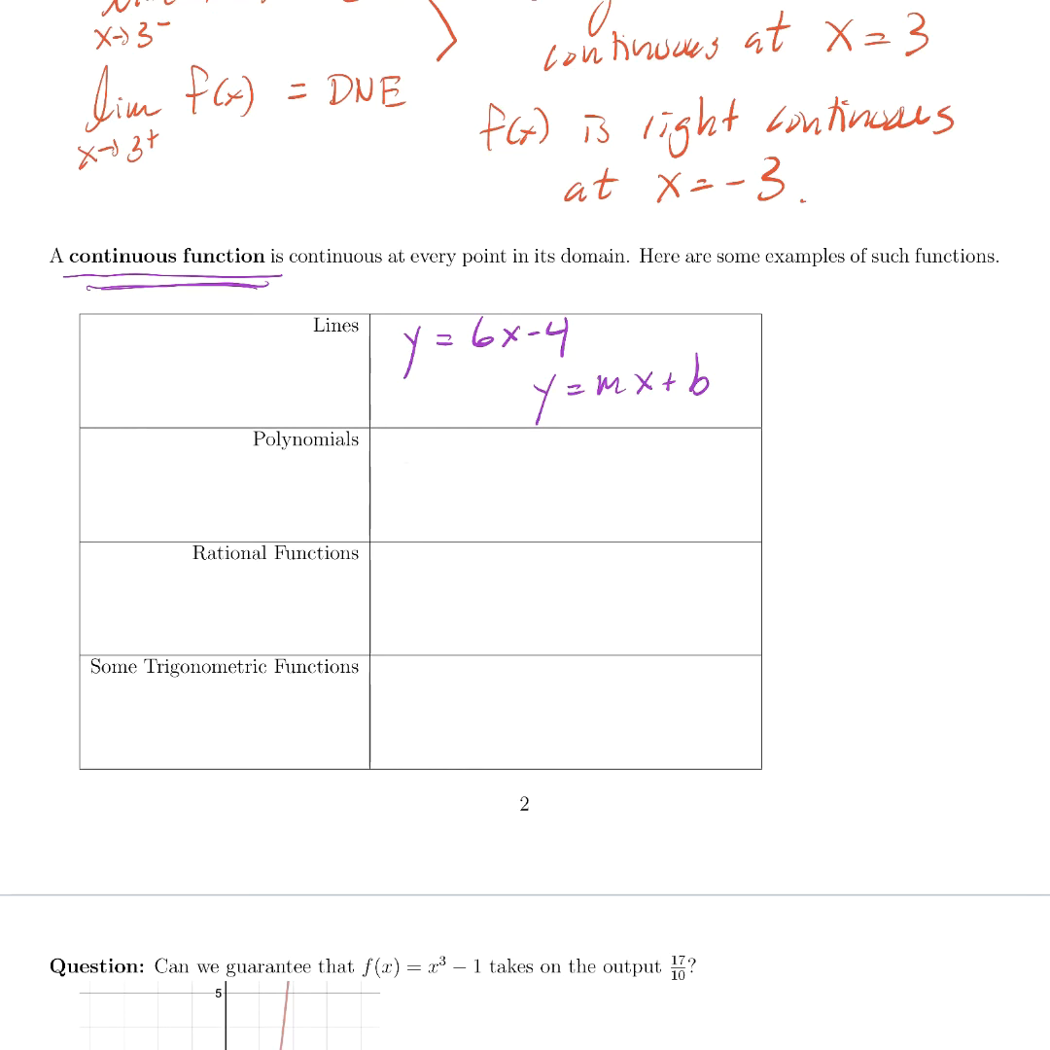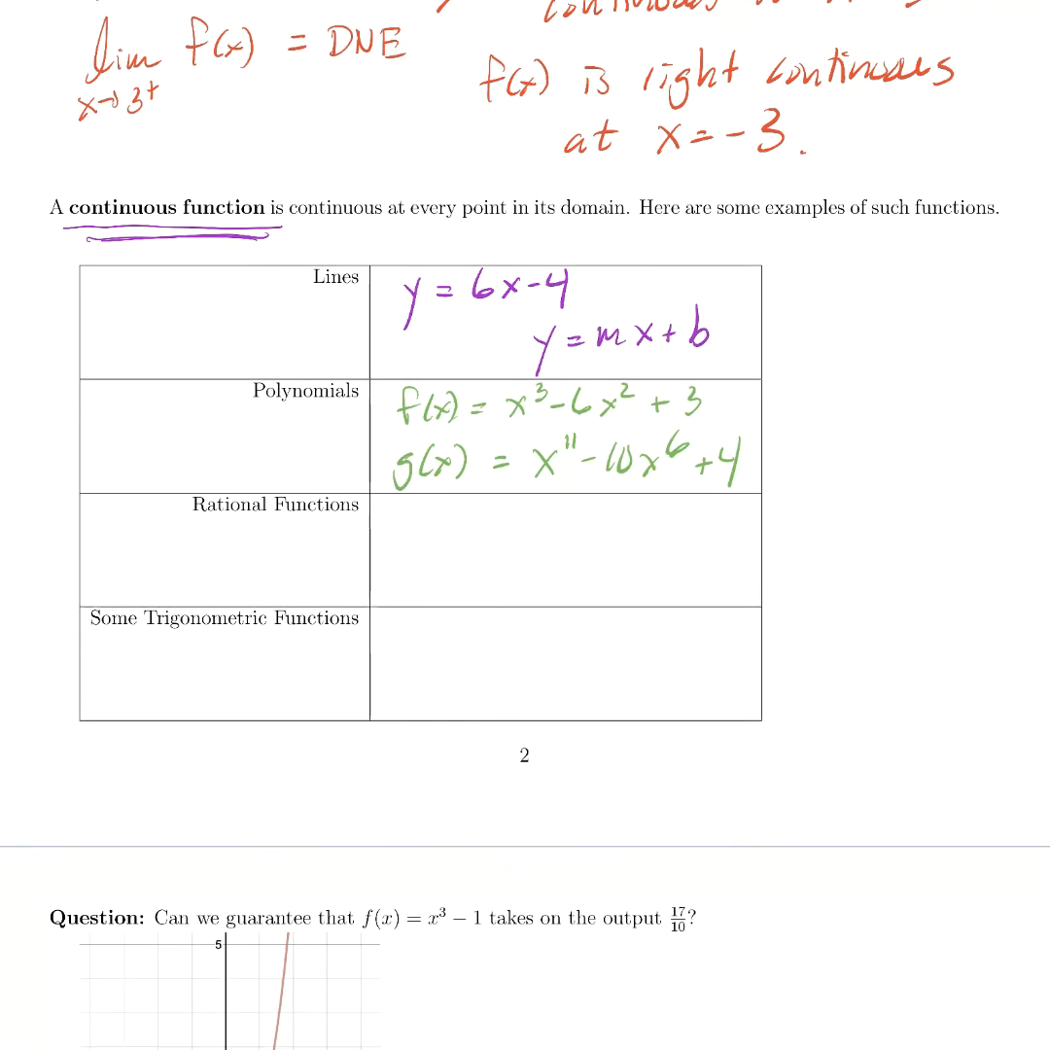Let's see, for example, f of x equals x cubed minus 6x squared plus 3, or g of x equals x to the 11th minus 10x to the 6th plus 4. Those are functions that are continuous everywhere. Rational functions. Rational functions are continuous everywhere if one very important thing does not happen.